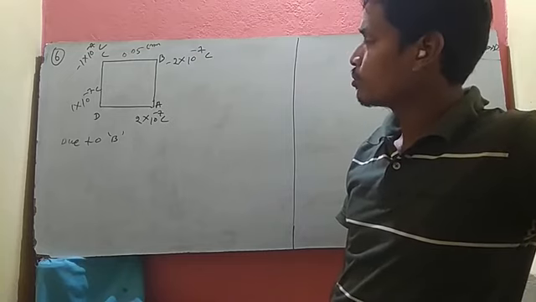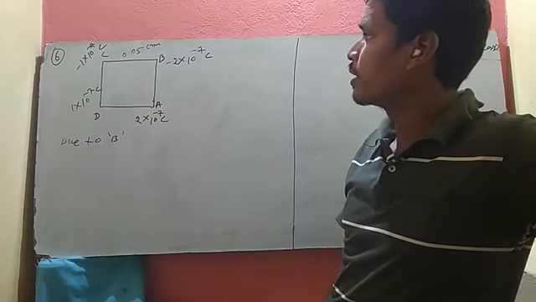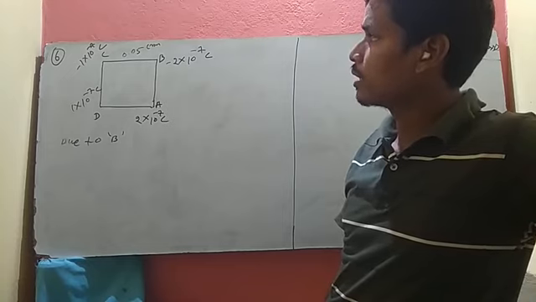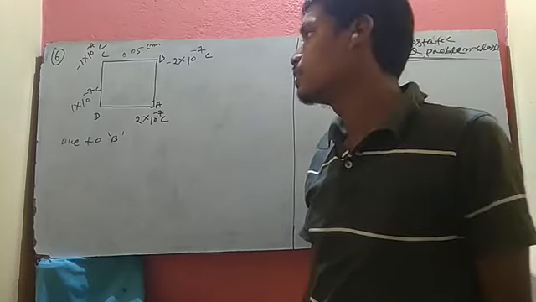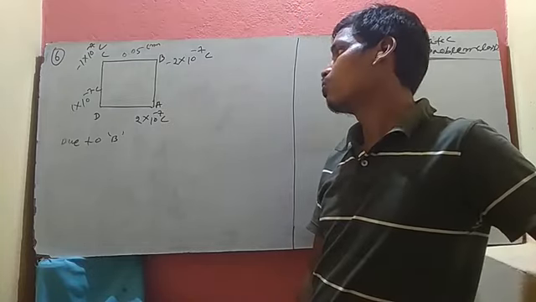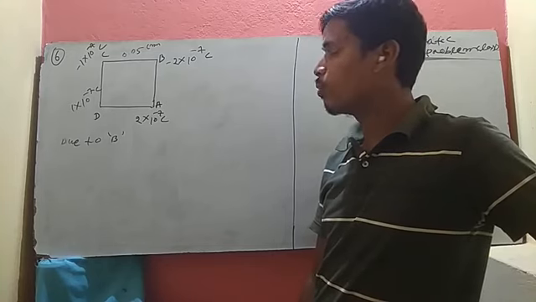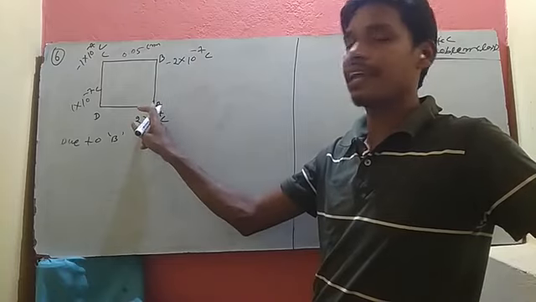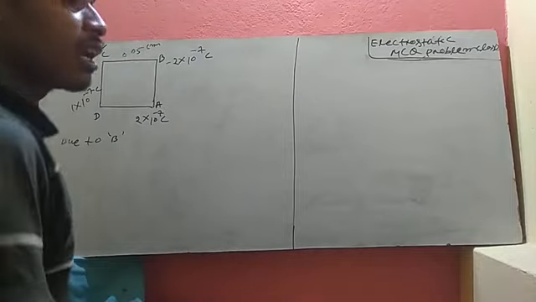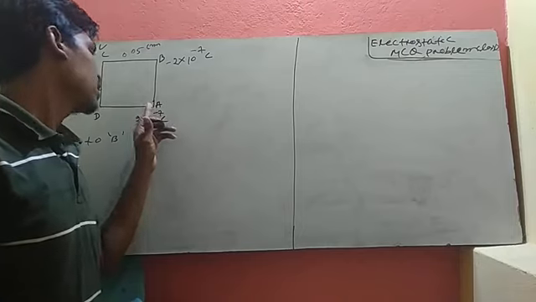Listen. At point A, the charge is 2 into 10 to the minus 7 coulomb. At B, minus 2 into 10 to the minus 7 coulomb. At C, minus 1 into 10 to the minus 7 coulomb. At D, 1 into 10 to the minus 7 coulomb. The question asks for the net force acting on A. That means the resultant force acting on vertex A.